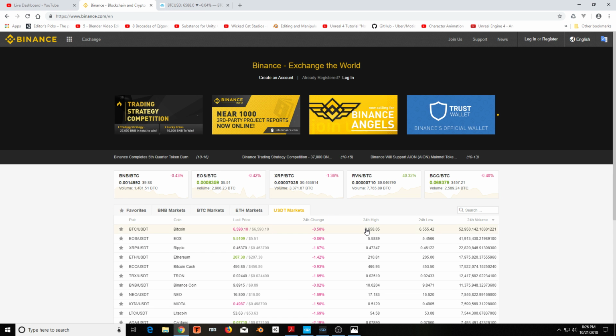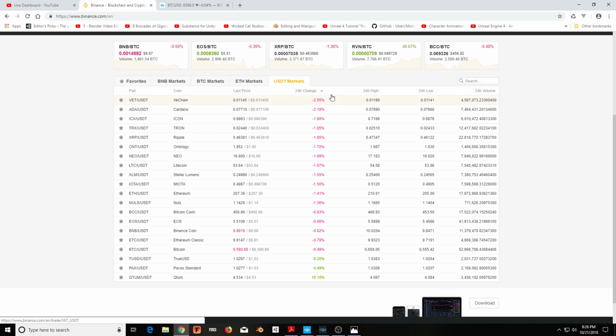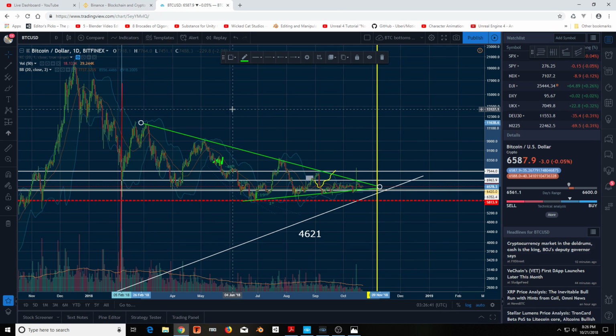So let's take a look at what's going on here real quick at Bitcoin. You can see this is on the USD markets on Binance, okay? And if we look at it, a lot of things are pretty much flat. A lot of red here on the USD, on the ETH. Who cares? Who cares is what I'm saying. Let's see what the primary impetus is for BTC, and we're going to take a look at the chart real quick.